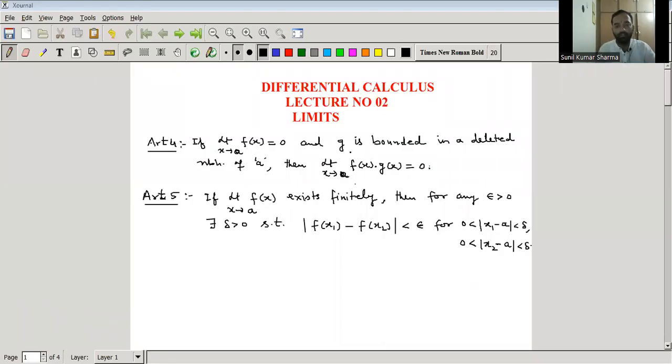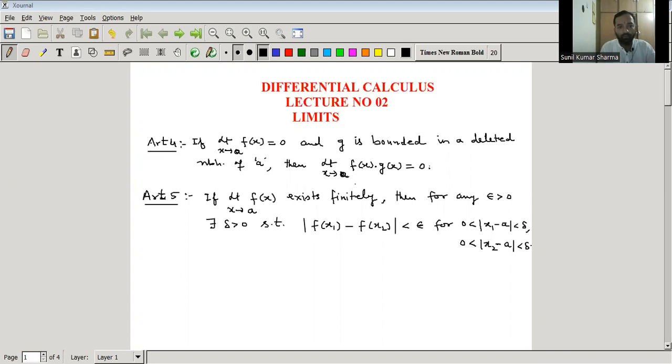So students, this is lecture number 2 on limits. In lecture number 1, we discussed the epsilon delta definition of limits and some theorems related to it. Now in this lecture, we will discuss some more theorems and examples related to the definition.